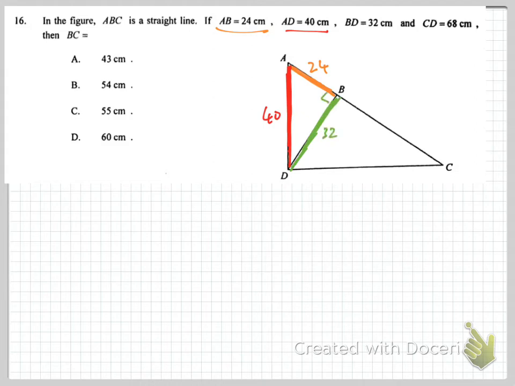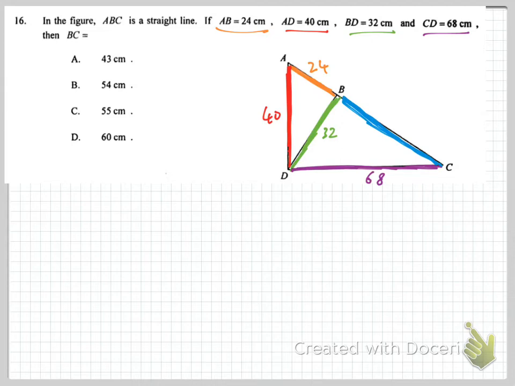It looks like a right angle triangle, but I'm not sure. And then what else? We have CD, this purple line. This purple line goes to 68. So I suppose BC is the missing part. Maybe the question is asking for BC. The question is asking for what is the length of BC, this blue part.